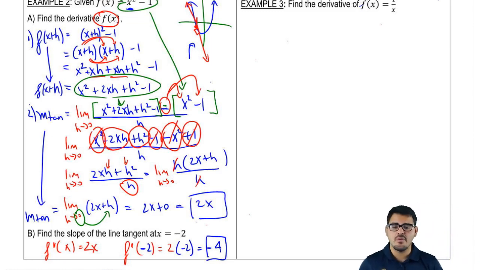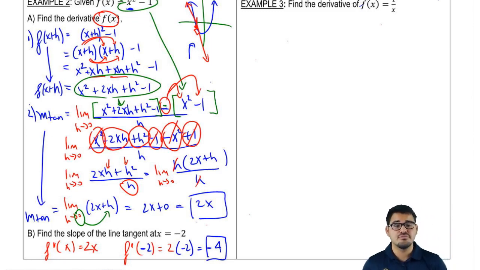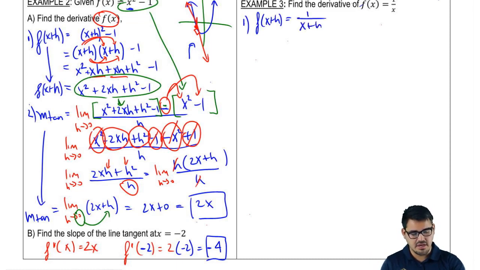So now let's go check out example 3, which is just the same idea. We still find the derivative the long way, but here we're given a fraction. So in this case, the fraction has different tricks that we need to do in order to compute the derivative. So let's go ahead and start off with step 1, which is f of x plus h, which in this case I'm just going to input x plus h in the bottom, which is where the x is. So that was a relatively easy x plus h.